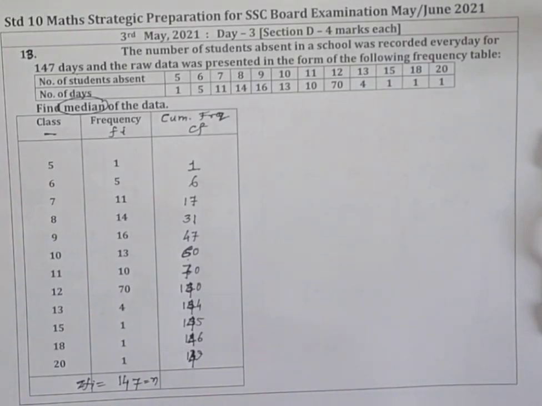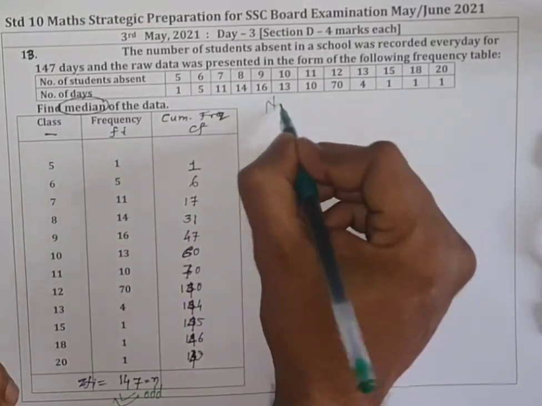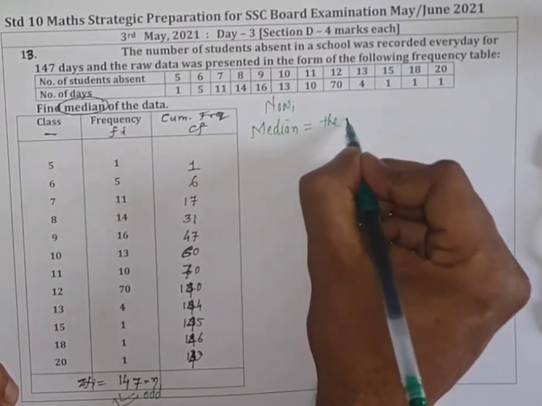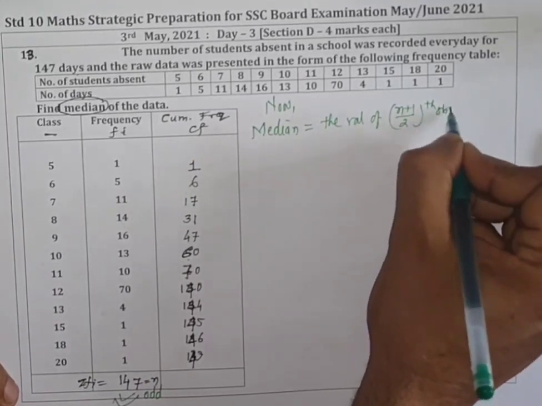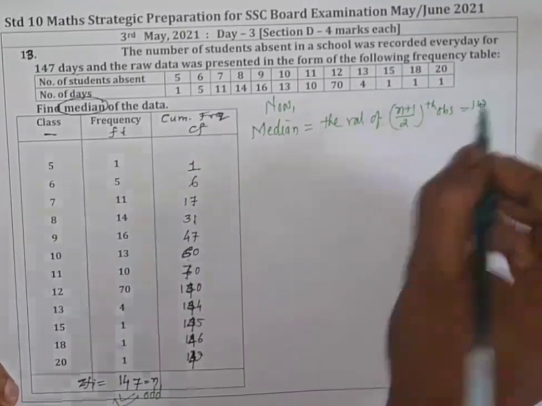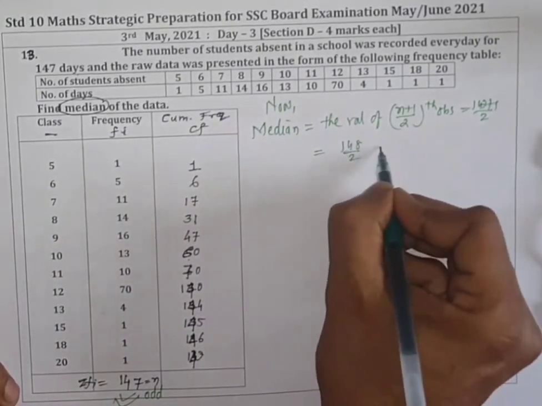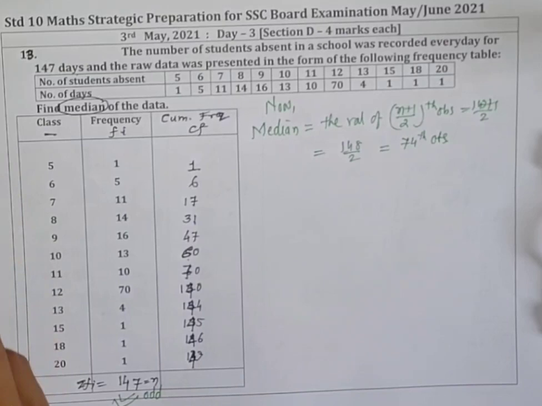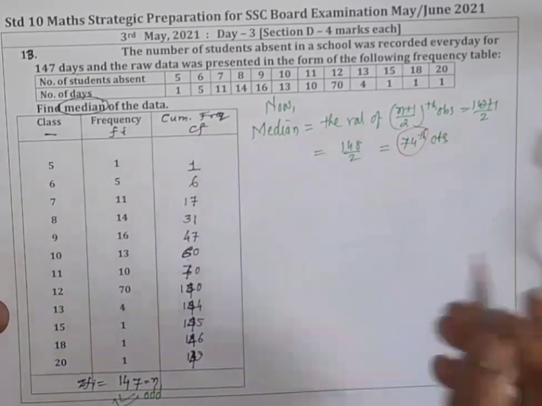Got it, children? Okay. Now, finding the median is very easy. Here n is odd. So now, the median is the value of the (n plus 1) by 2th observation. That is 147, plus 1 upon 2. That becomes 148 upon 2, and that becomes 74. The 74th observation. You will not get the median directly, you will get the median class. Find out the cumulative frequency which is 74 or more than that.